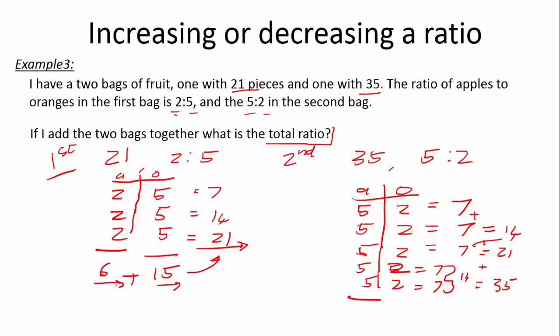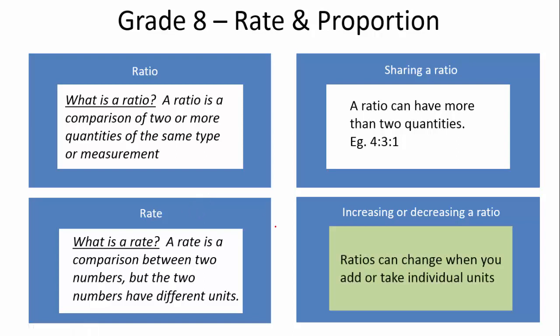That works well. So we can see here we have 25 apples and 10 oranges. So in total, if I added the 2 bags together, I would have 6 plus 25, that is 31 apples, for every 15 plus 10, 25 oranges. And that is our ratio. Now note that we can't simplify that any further. So our ratio has changed when we added the 2 bags together. Well done, grade 8. We've seen now that ratios can change if you add or take away individual units.